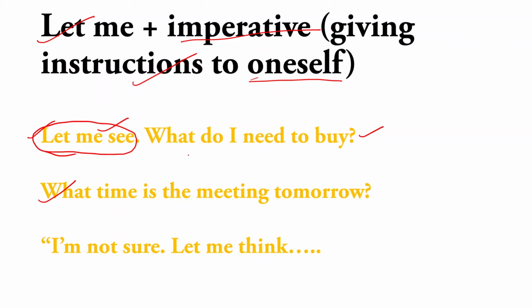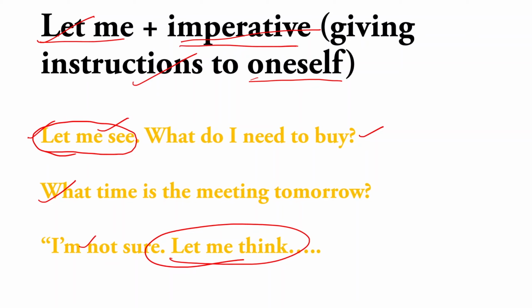And "What time is the meeting tomorrow?" Somebody asks you this question, "What time is the meeting tomorrow?" Then you say, "I'm not sure. Let me think." Here, "let me think" is let plus me plus imperative form. That is an instruction you are giving to yourself.